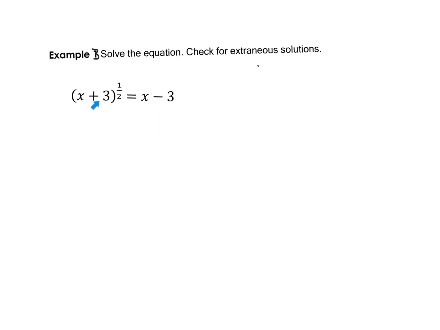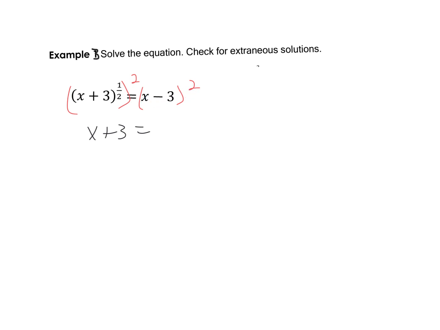Okay, in this example, we have (x + 3)^(1/2) = x - 3. So we're trying to isolate this x. We can get rid of this 1/2 by raising it to the inverse exponent. So instead of 1/2, it's 2 over 1, which we could just put 2. So we're squaring both sides. On the left side, of course, we're just left with x + 3 equals, and on the right side, we have this (x - 3) squared.